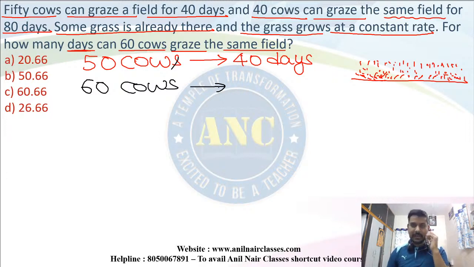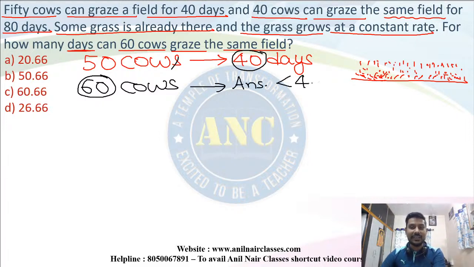Now, can I say that if the number of cows was 50 initially, it was taking 40 days to complete grazing the entire field? Now the number of cows has been increased from 50 to 60. That means there are 10 extra cows working to complete the task. So definitely the number of days will reduce. That means the answer will be less than 40 days, right? I hope this part is very clear for you. The answer is definitely less than 40 days.